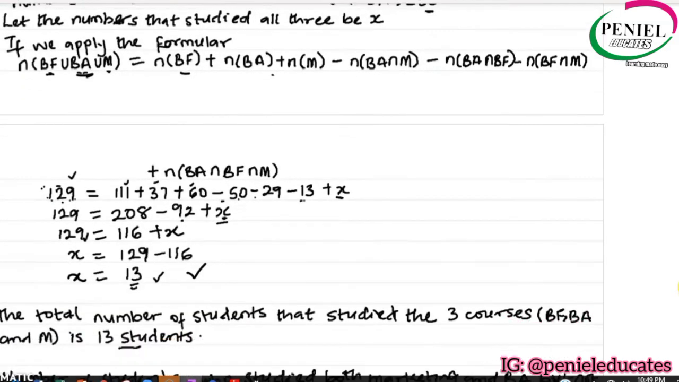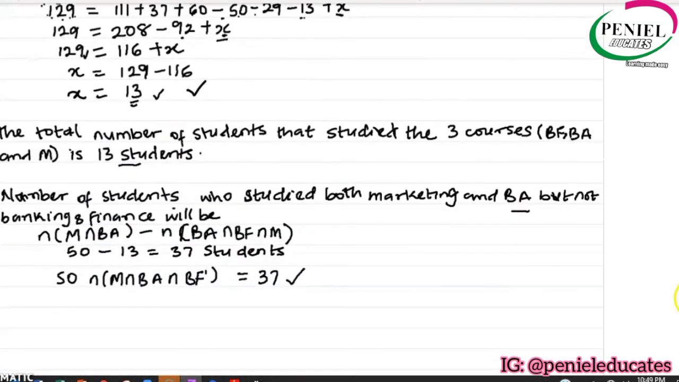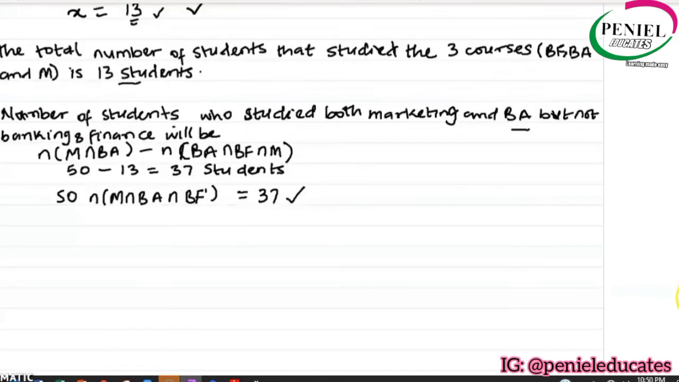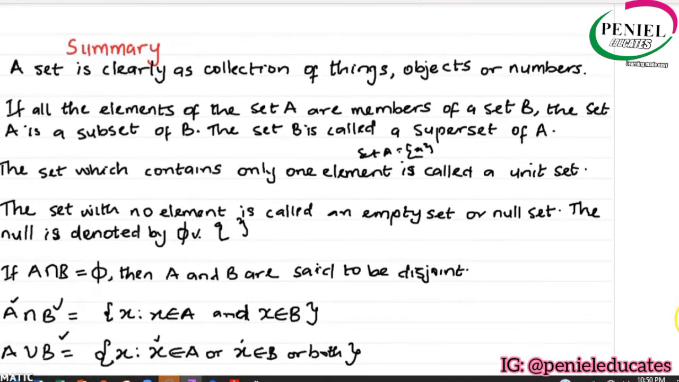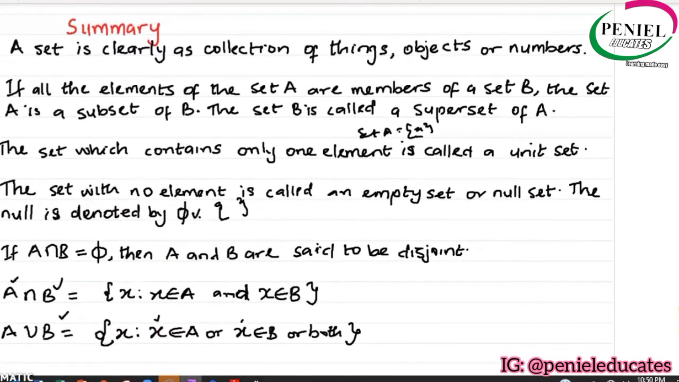All right, so that is the end of our video series on sets, and in summary, we've been able to look at sets. We said sets is just a collection of things, objects, or numbers. Also, we've seen that if all elements of set A are members of set B, then set A is a subset of set B. And we also said that set B is then called a superset of A.